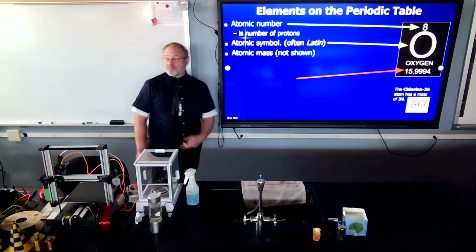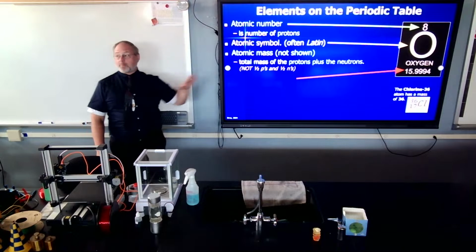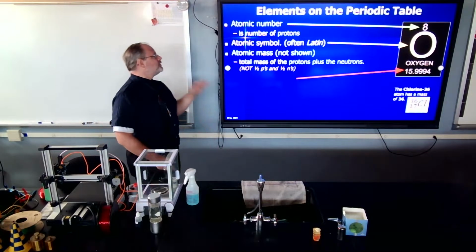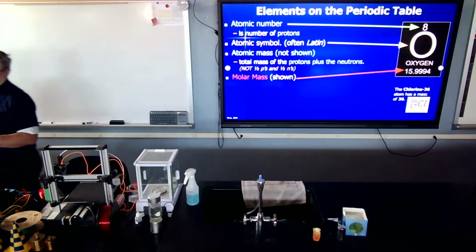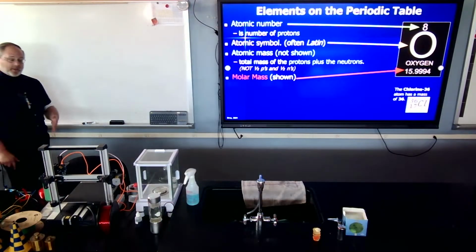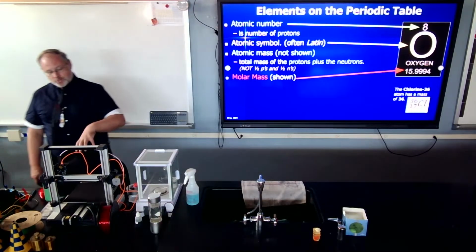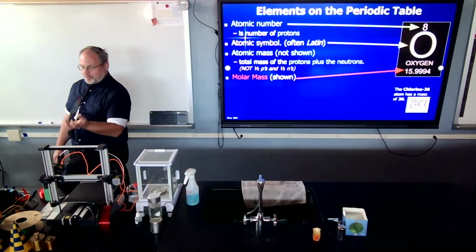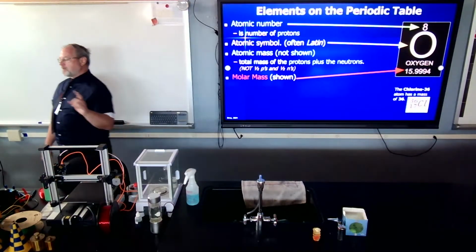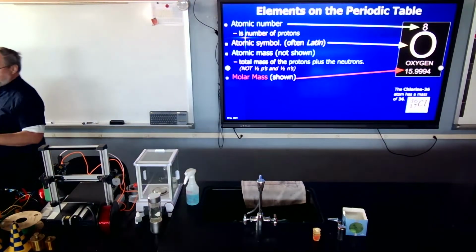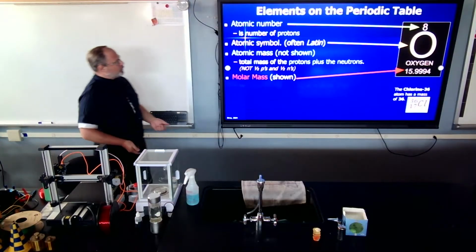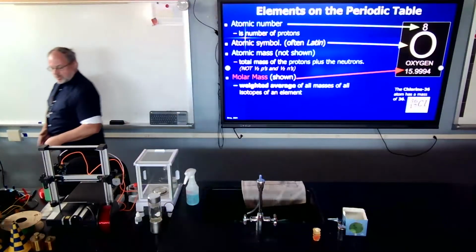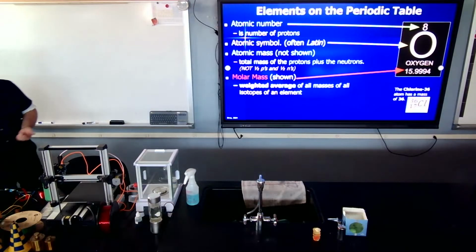So we don't show the atomic mass. What we do show is something called the molar mass. And the molar mass is how much of a material you have in a certain number of atoms, which we're going to be talking about on Thursday. A number called the mole. Okay? And to get a molar mass, we use a weighted average of all the isotopes.